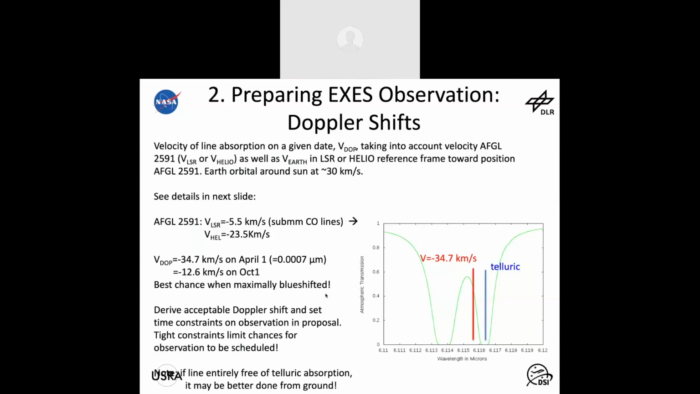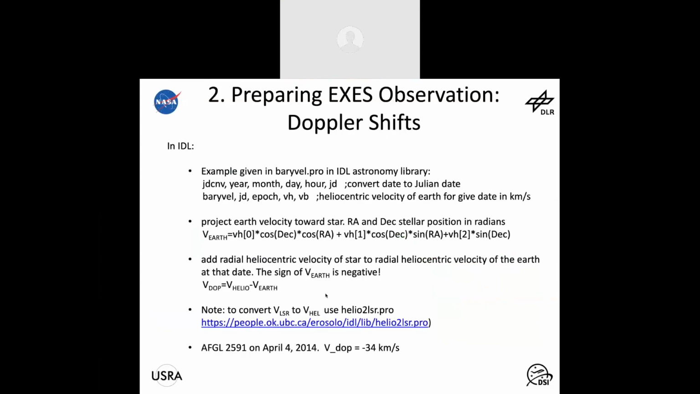And just as an example, on April 1st, it crosses the line where it's getting out of the less than 50% transmission zone of the atmosphere. So you can achieve a 34.7 kilometer per second Doppler shift on April 1st. This slide covers the tools that I use in IDL to get to this point.